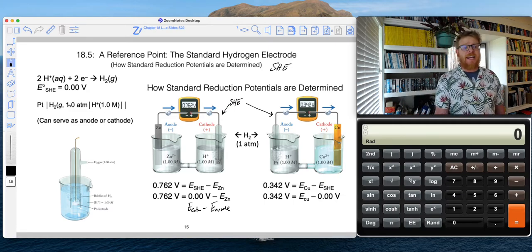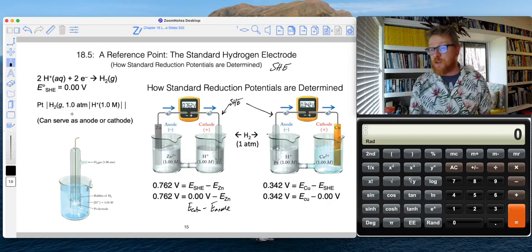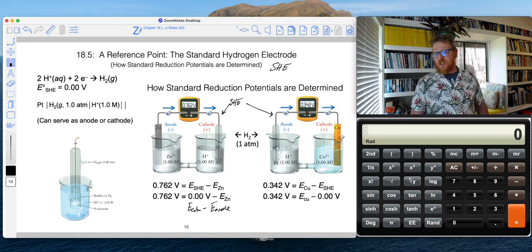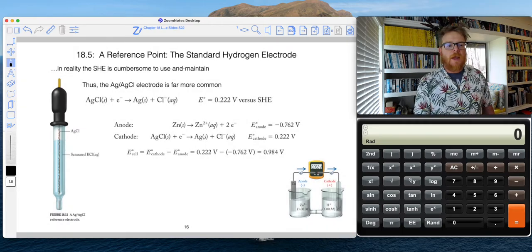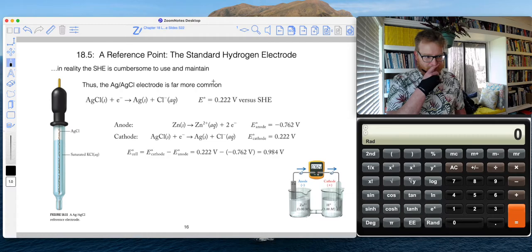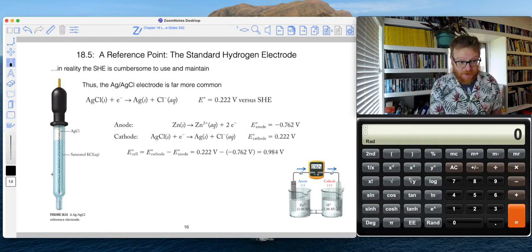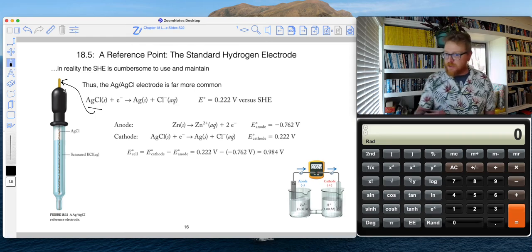So as it turns out, this SHE is not very practical to use. It's difficult to arrange this H2 gas bubbling into solution. Platinum is very expensive. So we have other alternative electrodes that we can use to determine standard cell potentials. And the most common one is what's called the silver chloride electrode, okay? This is comprised of a piece of silver chloride solid, so that's our actual electrode material. It's in a solution of saturated potassium chloride, and all that does is give us a source of chloride, okay?